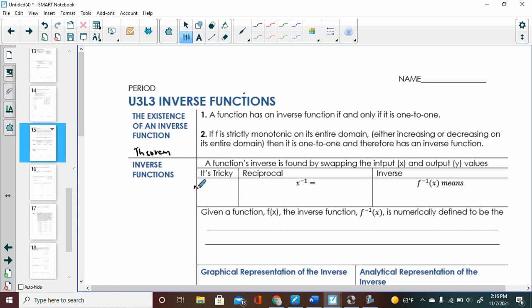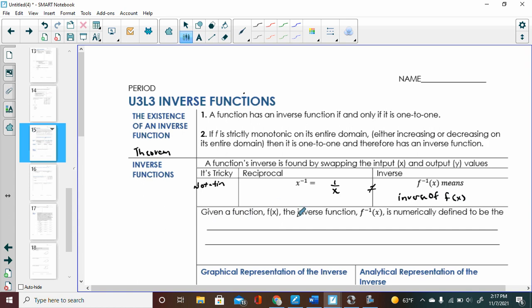So notation for these inverses, let's tackle that first. As a reciprocal, this is not an inverse. This just means 1 over x, okay? Reciprocal is not an inverse. It's not an inverse. Now the inverse literally means that it's the inverse of f of x.